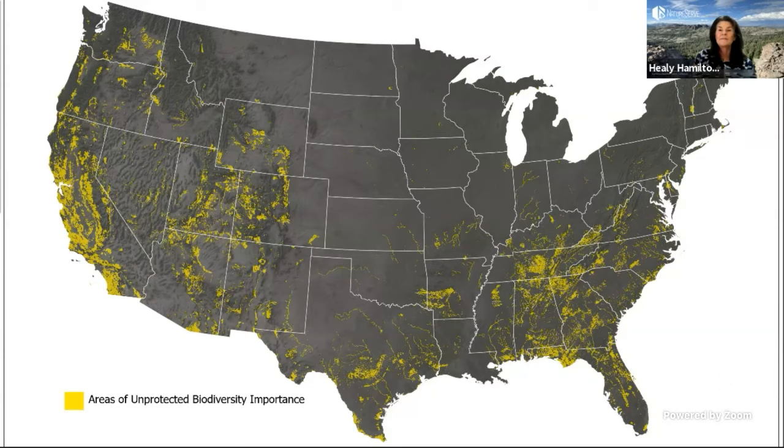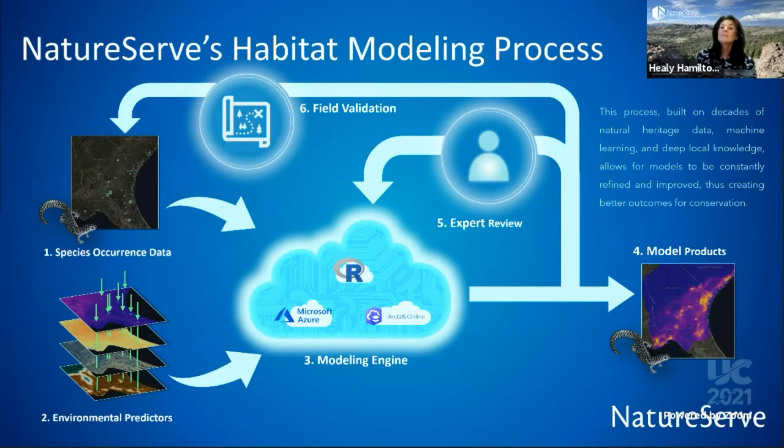And finally, I am wrapping up now. MOBI is not just a set of static map products. It's also a process. This slide depicts the iterative, dynamic process that we set up and that will continue to run and grow to continue to improve this data. Each of the species habitat models that underlies the Map of Biodiversity Importance needs to be dynamic and updatable as new surveys are conducted and new occurrence records are obtained, as data on the climate or environment changes.